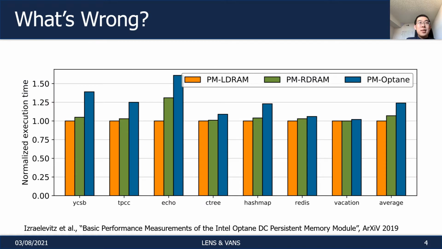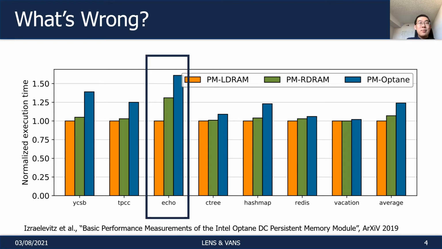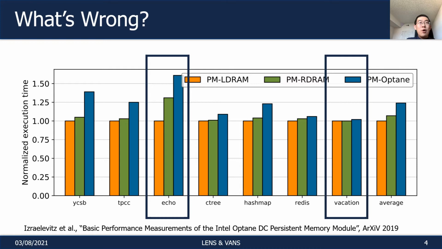But when we are using this non-volatile memory product, we found some unexpected performance characteristics. For example, here's a performance comparison between DRAM and Optane DIMM. We observe that some workloads are slowed down more than the others. We want to find out the detailed reasons behind these performance variances.